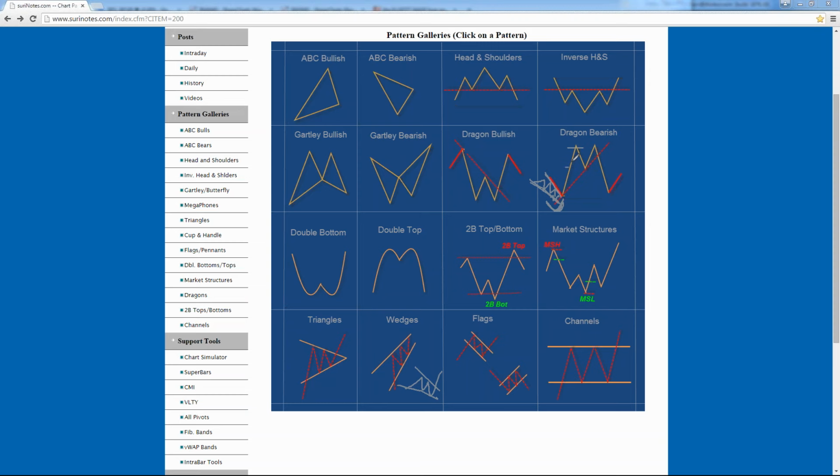By the time they get in, they got a little bit of a move up, and then it does what it does. It comes down, tests the uptrend line, goes up, comes down, and then starts the cycle again, creating what is known as a bear flag. Now, the bear flag is the same thing, just the opposite.